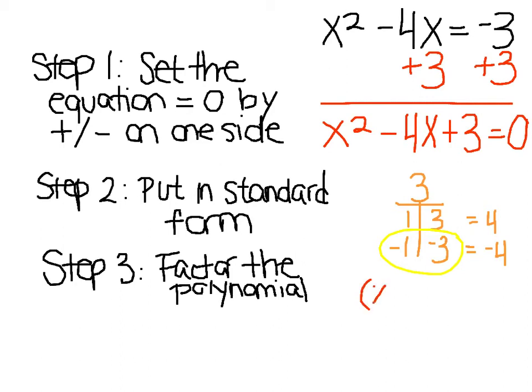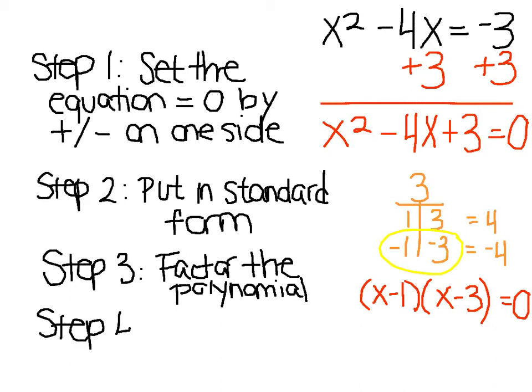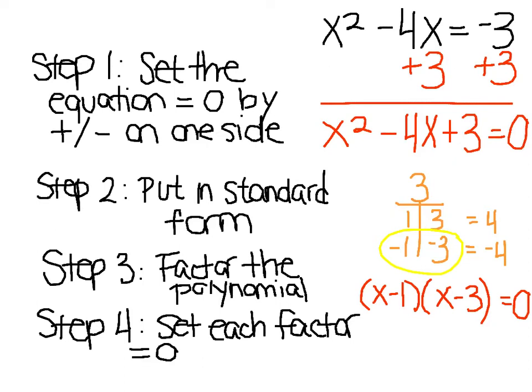Therefore, we're going to have x minus 1 times x minus 3, which equals 0. Finally, step 4 is set each factor equal to 0 and solve for x.